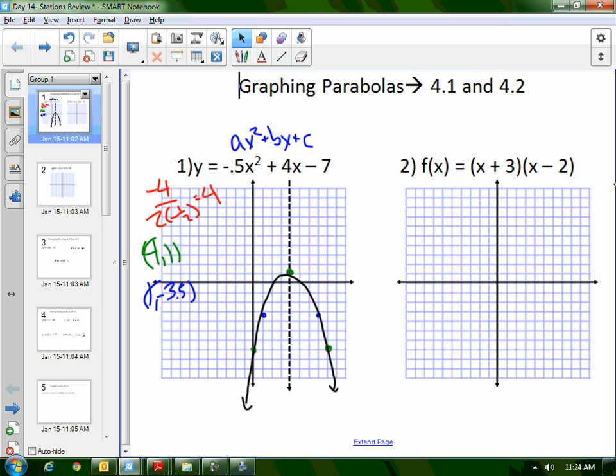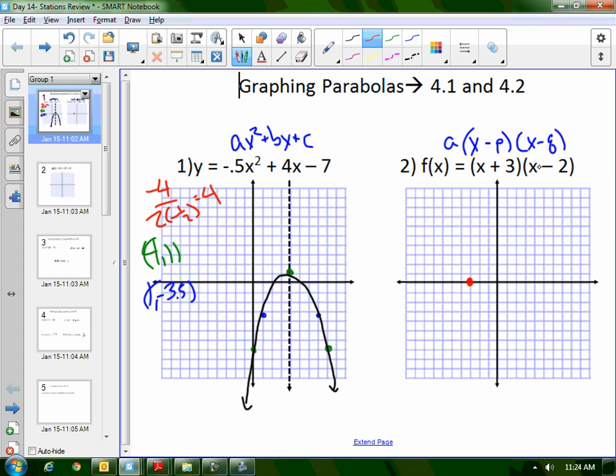This is called intercept form, x minus p and x minus q, and there's an a out front. In this problem, the a is 1, so you don't really need to worry about it. But from this, you can tell where it's going to cross the x-axis. What would you plug in to make this 0? If you plugged in negative 3, that would be one of your x-intercepts, and the other one would be positive 2. So positive 2 is my other x-intercept.